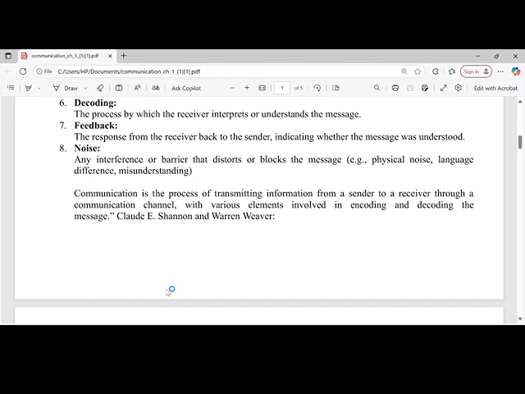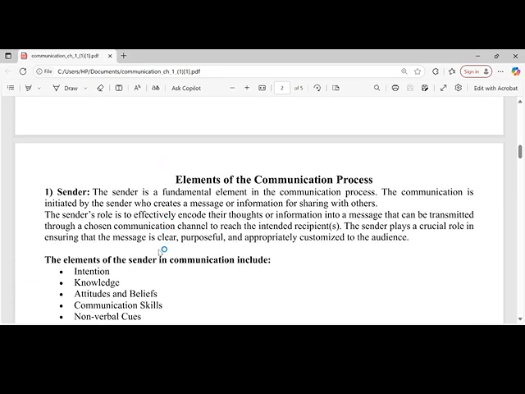And noise is the interference. These are blockages that distort the messages, like physical noise, language difference, misunderstandings. All these are noise or barriers of communication. So according to Claude and Warren, communication is the process of transmitting information from a sender to a receiver through a communication channel with various elements involved in encoding and decoding the message.